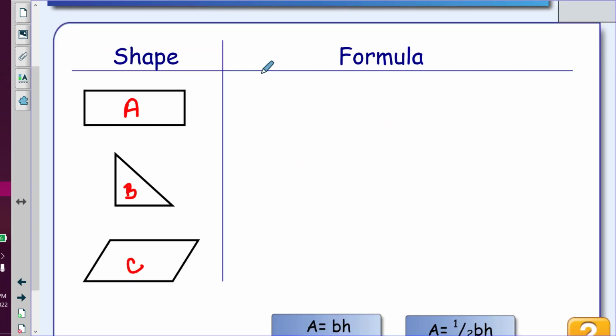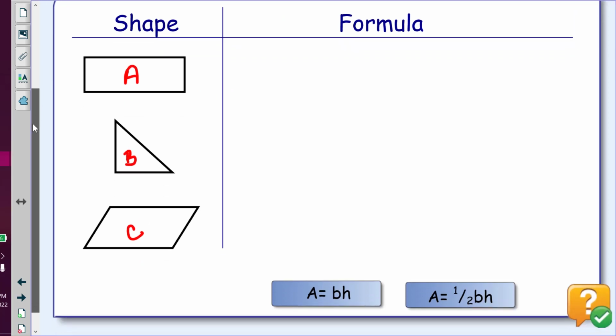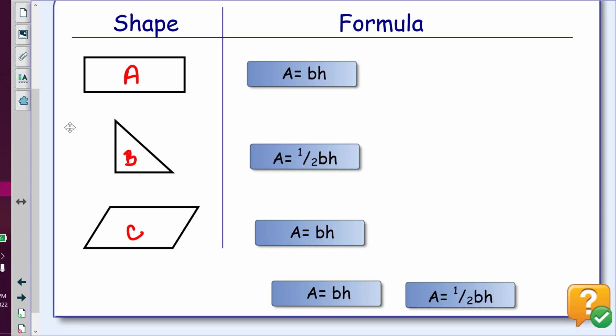Okay, so let's practice that. We have three two-dimensional figures, A, B, and C. And what I would like you to do is pause and tell me which formula we would use for each of these figures. Okay, so this is what your answers should have been. If you got them all correct, good job.